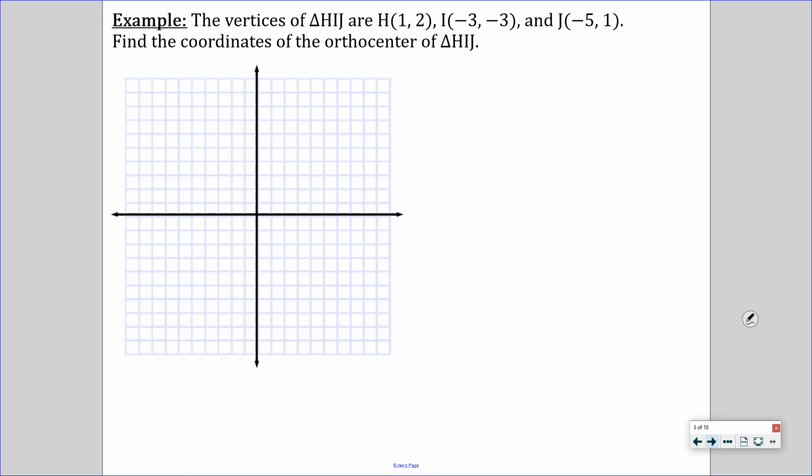Let's start by drawing this triangle. 1, 2, -3, -3, -5, 1. So we have H, I, J. Use a straight edge. Sorry, I'm just on my whiteboard, so I'm being lazy, but use your straight edge to make that triangle.